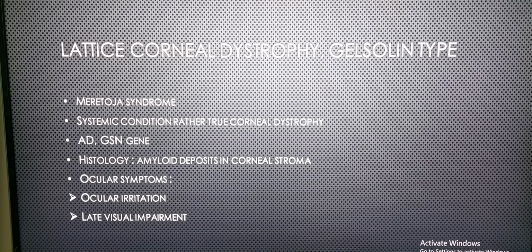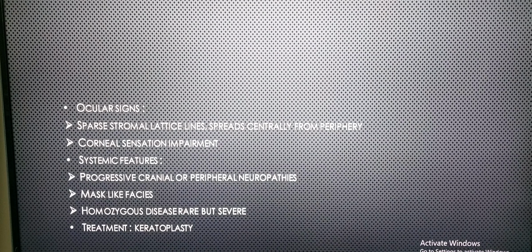Ocular symptoms are ocular irritation and late visual impairment. Ocular signs are sparse stromal lattice lines which spread centrally from the periphery. The corneal sensations are impaired. Systemic features include progressive cranial or peripheral neuropathies and mask-like facies. Homozygous disease is rare but more severe. Treatment is keratoplasty.